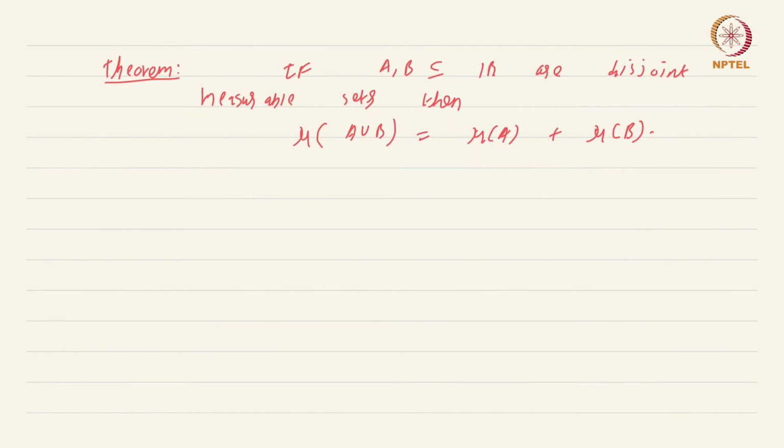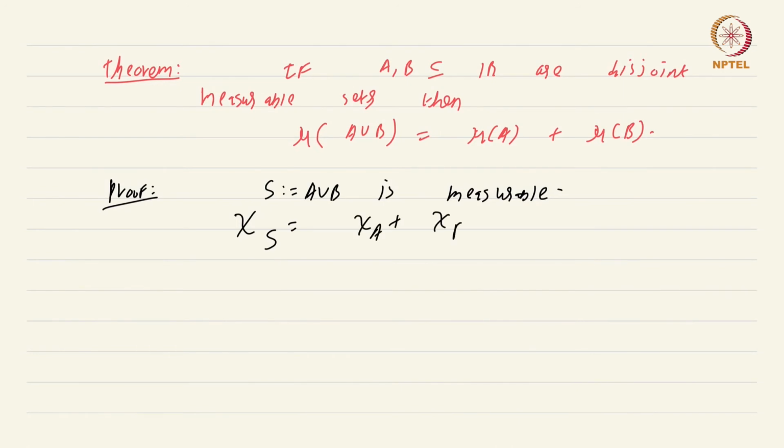Okay. Note that no assumption is made about whether these sets are going to have a finite measure or not. No such assumption is made. Proof. Well, first of all, A union B is measurable. We have just shown that. Okay, and because of the disjoint nature of A and B, this union, if you call it S, chi of S is just chi of A plus chi of B.